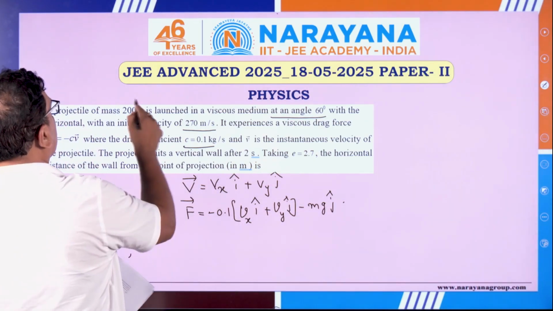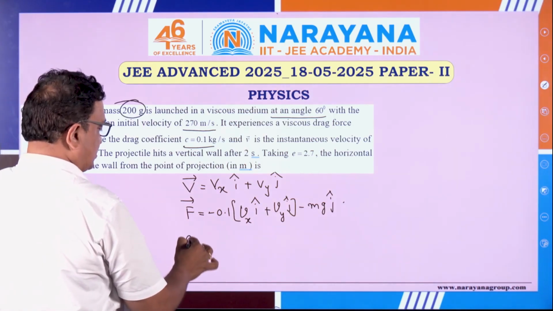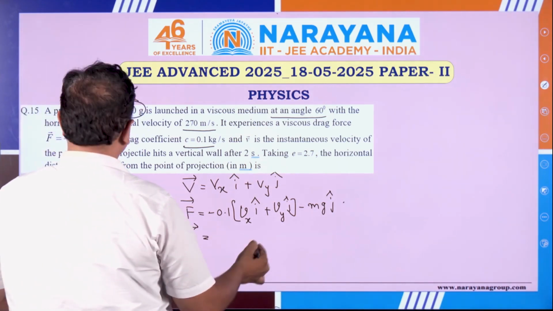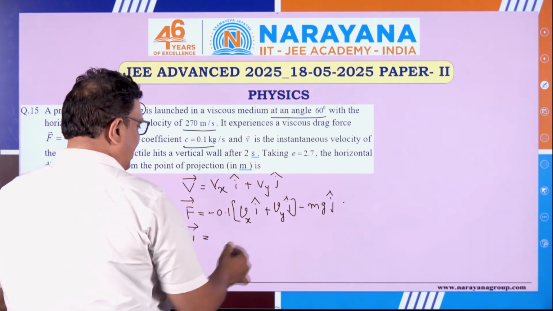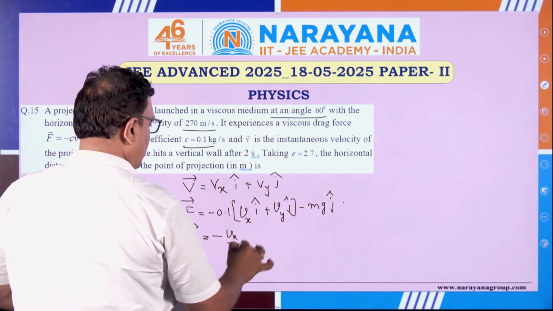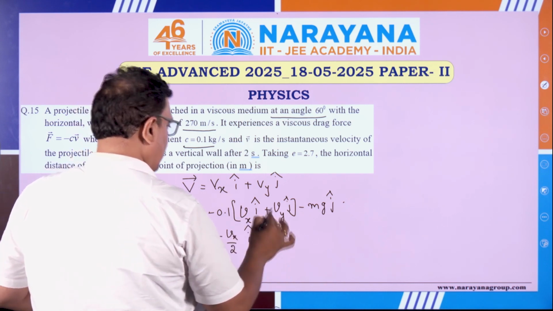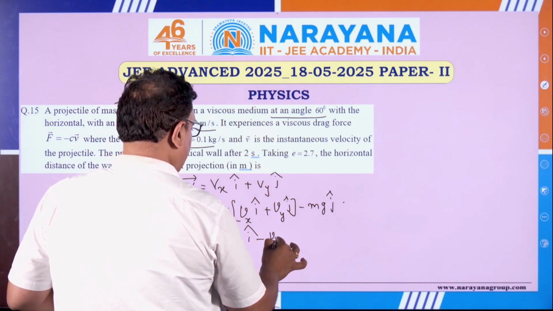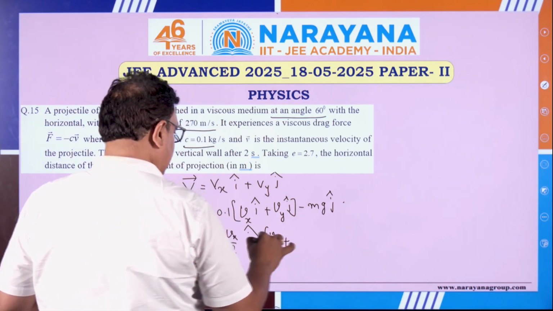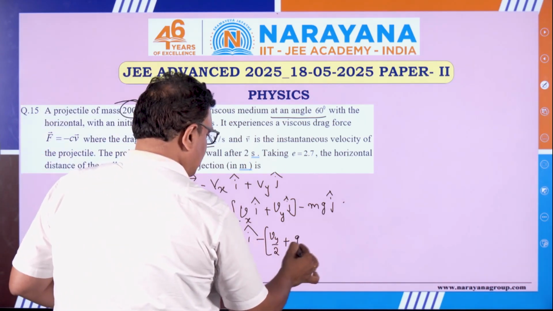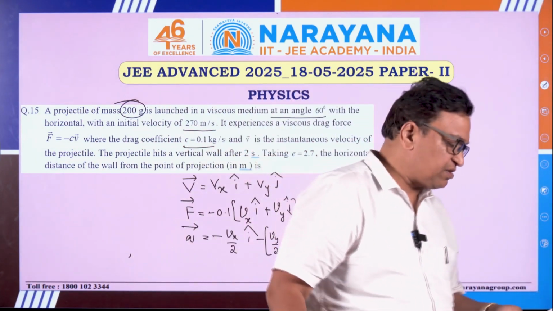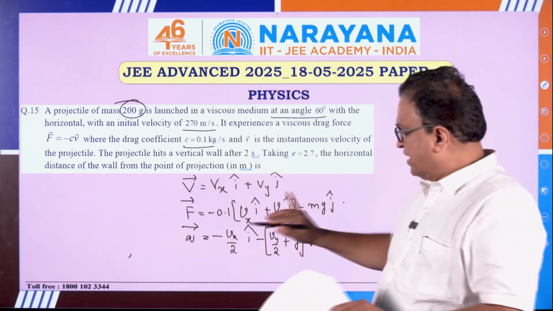What is the mass, by the way? 200 grams. So acceleration is nothing but minus 0.1 by 0.2 actually. Literally this is 1 by 2, which means minus Vx by 2 i cap, minus Vy by 2 plus g times j cap. That's A bar, the acceleration vector. This is the basic data that we have.